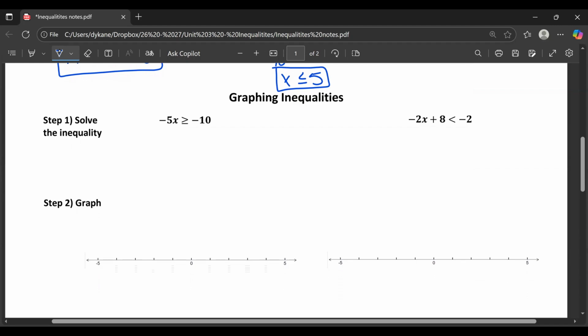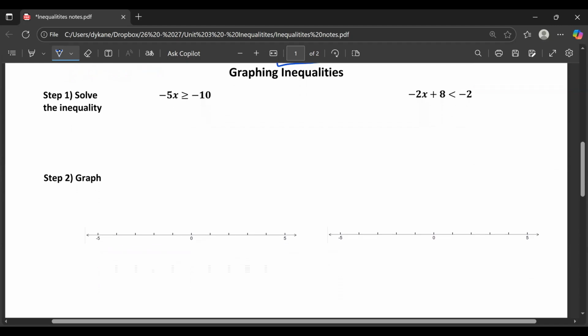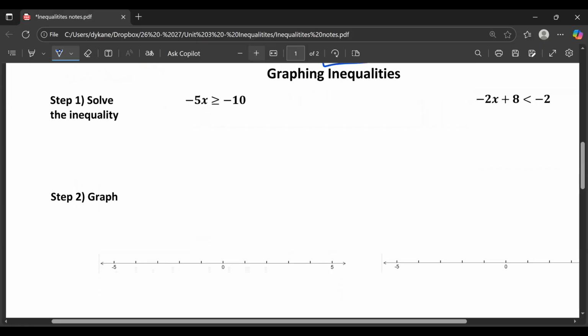Now let's look at graphing them. So the big difference is our solutions. So we need to look at how do these solutions work out in our inequalities. And we're going to see that visually when we graph them. So first we have to solve the inequality. So I have negative 5x is greater than or equal to negative 10. So here I have that negative variable term. So this is where it's going to be a little bit different. So when I solve this, I divide by negative 5 on both sides to cancel out that negative 5 with the x. And I'm left with x on this side and positive 2 on this side.